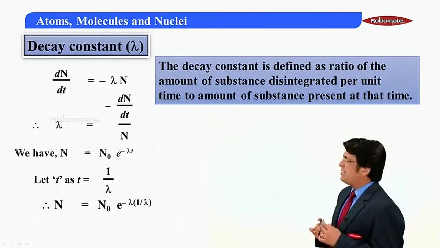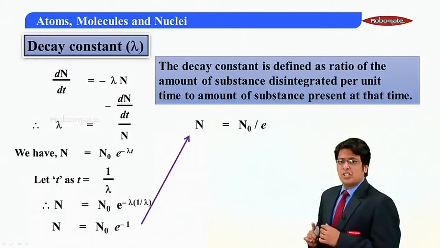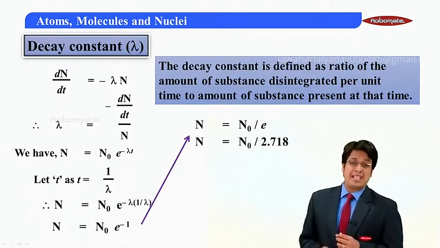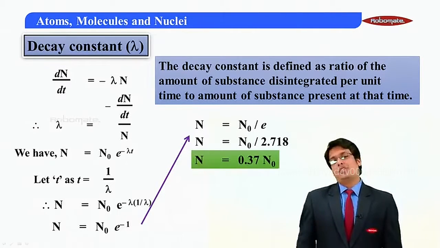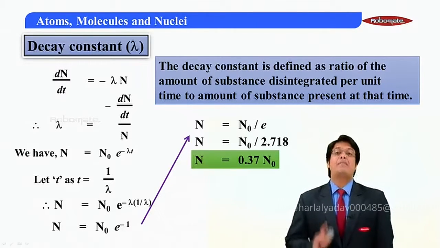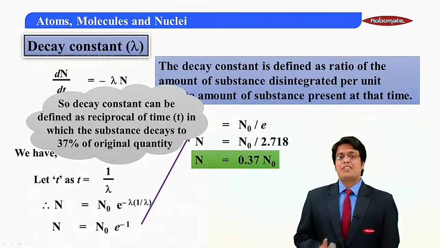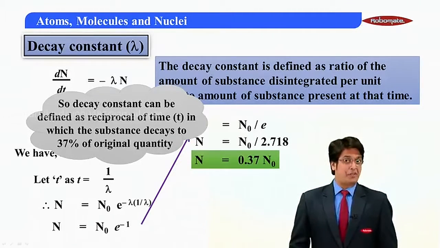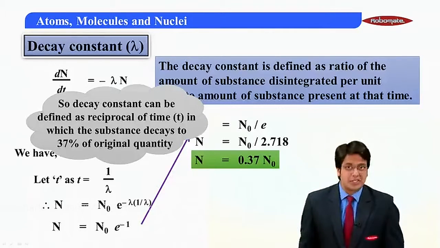Now what is small t is equal to 1 by lambda? It's a reciprocal, it's the mean life. So N is equal to N0 e raised to minus 1, or N is equal to N0 by e, or N is equal to N0 upon 2.718, or N is equal to 0.37 N0. This is for mean life. So decay constant can be defined as the reciprocal of the time in which the substance decays to 37% of its original quantity. That is the basic idea of decay constant.